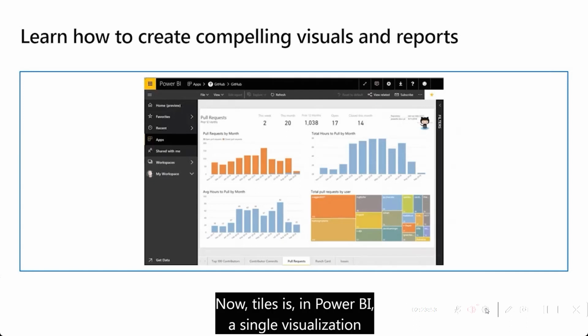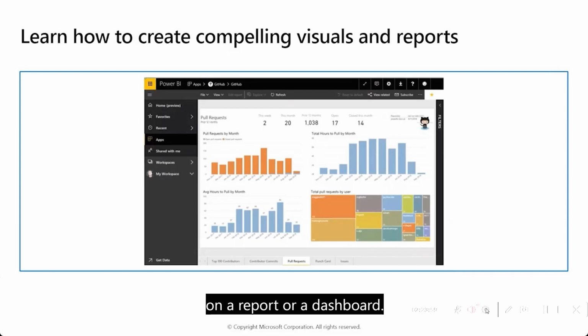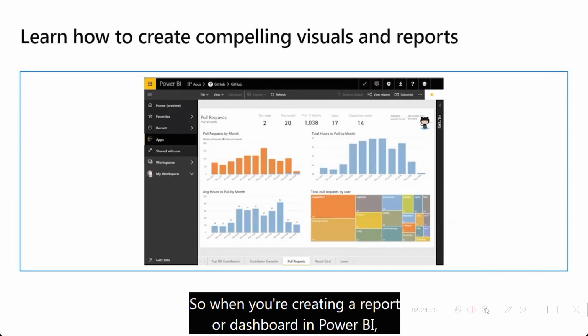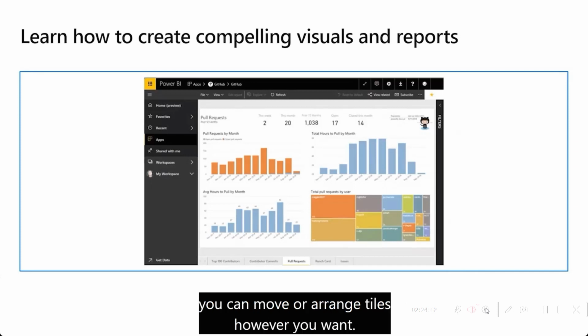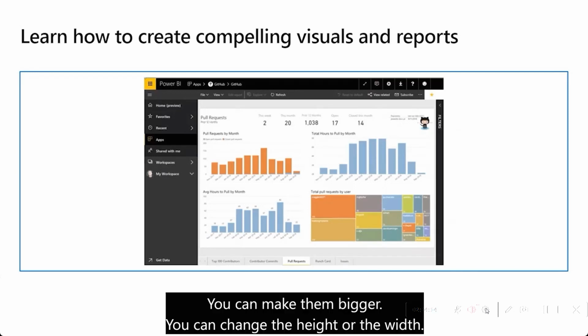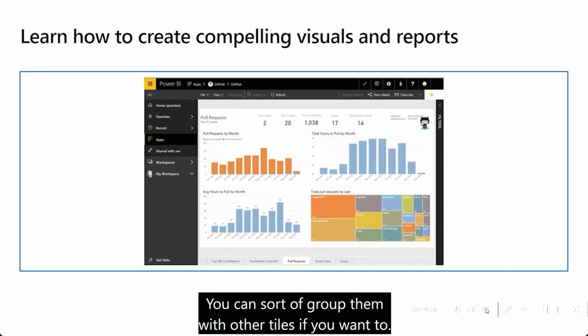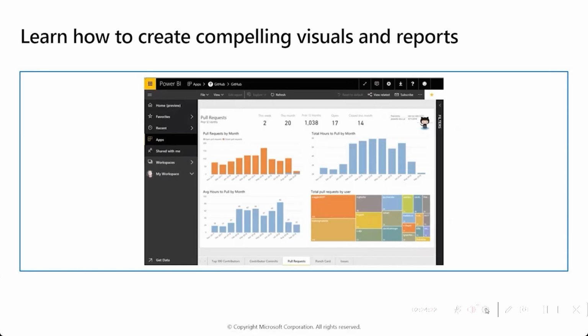Now, a tile in Power BI is a single visualization on a report or a dashboard. It's typically a rectangular box that holds an individual visual. So when you're creating a report or dashboard in Power BI, you can move or arrange the tiles however you want. You can make them bigger. You can change the height or the width. You can group them with other tiles if you want to.